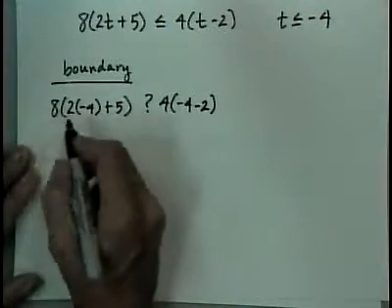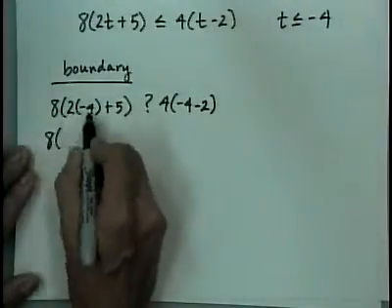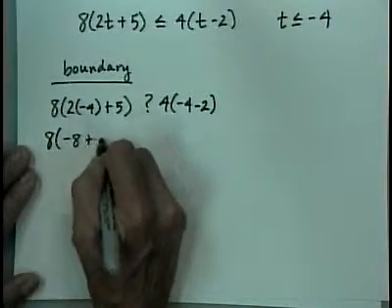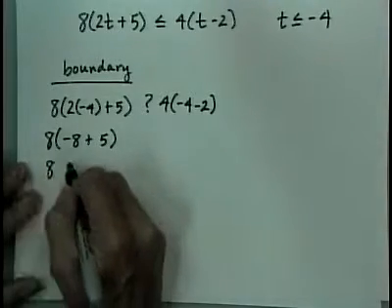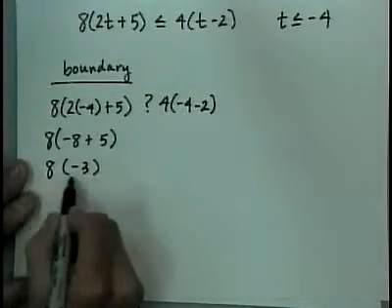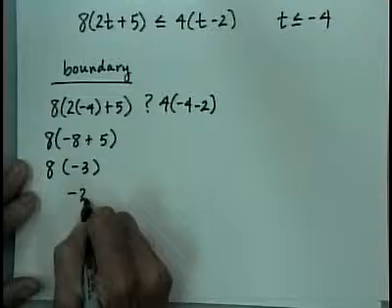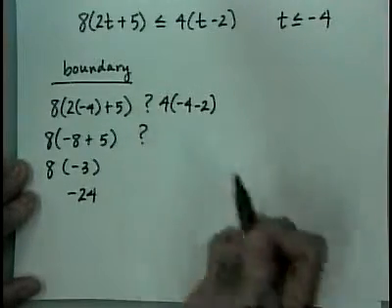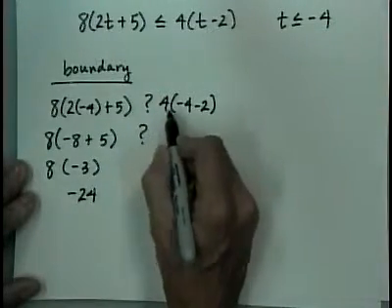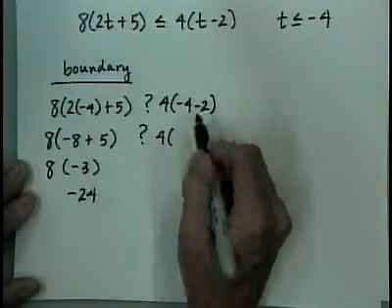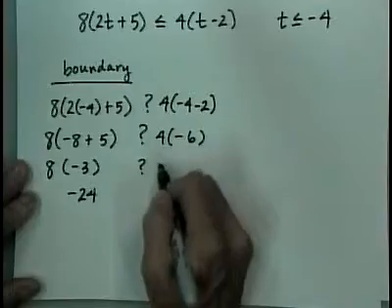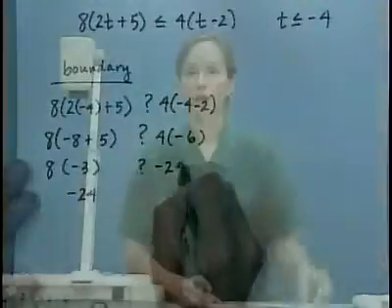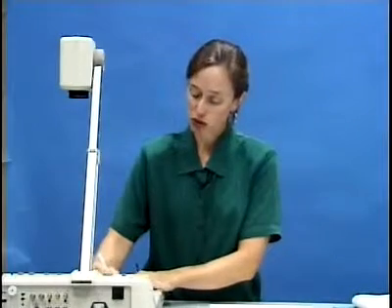Simplifying the left using order of operations, we'll start with 2 times -4, then simplify in parentheses, and then multiply 8 times negative 3. And let's see how that compares with the right-hand side. This is 4 times negative 4 minus 2, which is 4 times negative 6, which is negative 24. So the boundary checks. Now we need to check the direction.